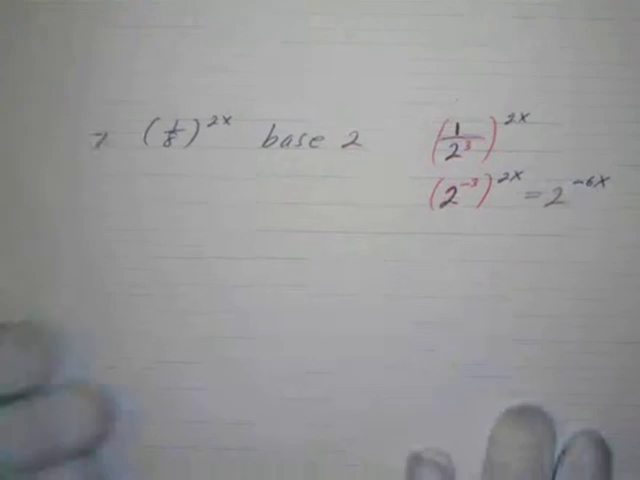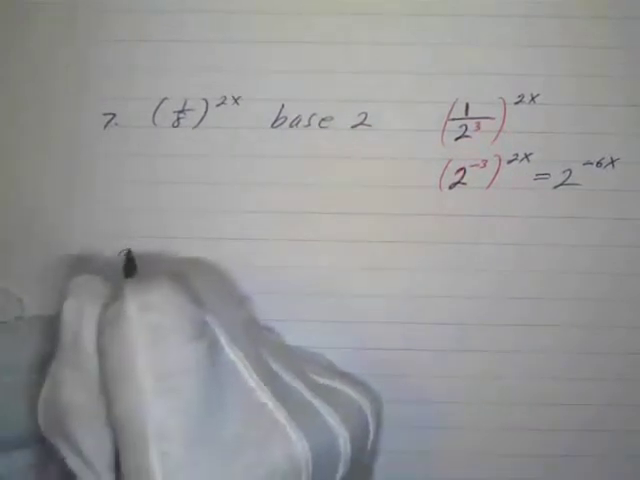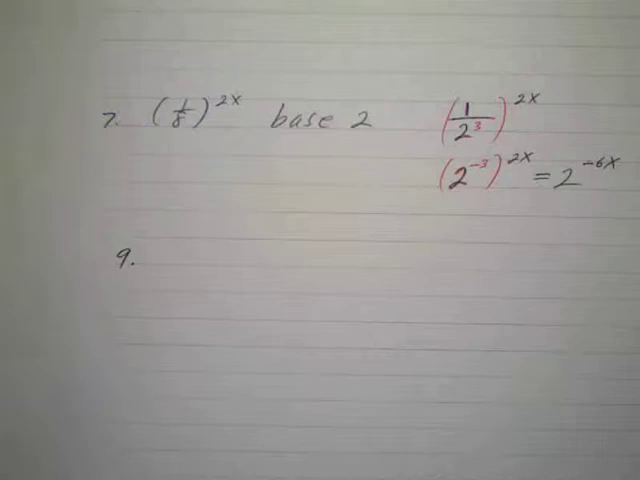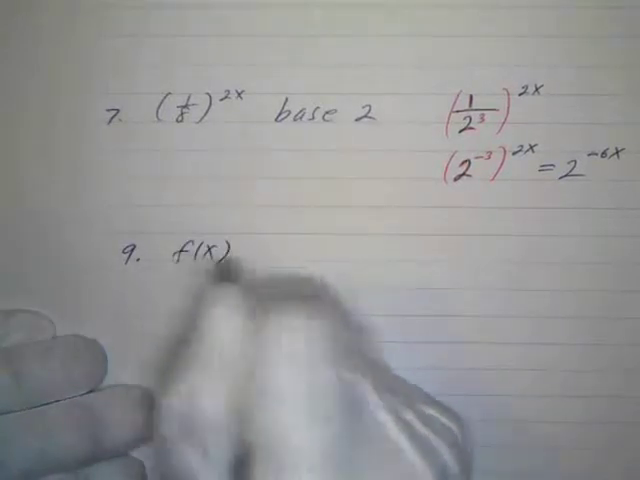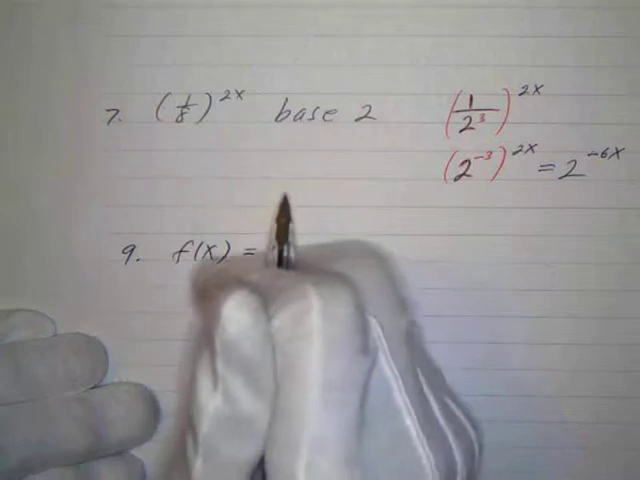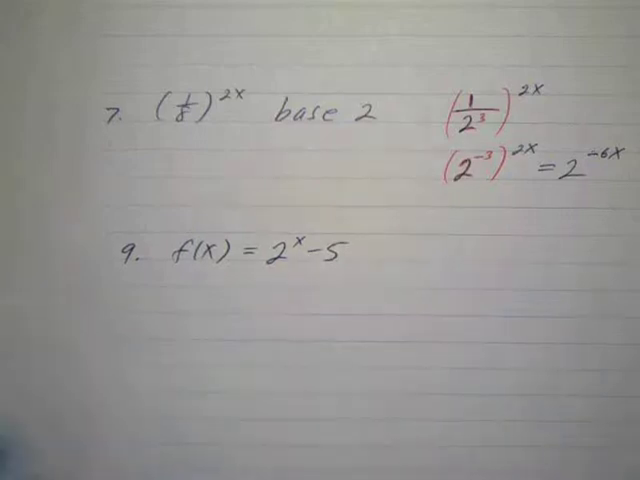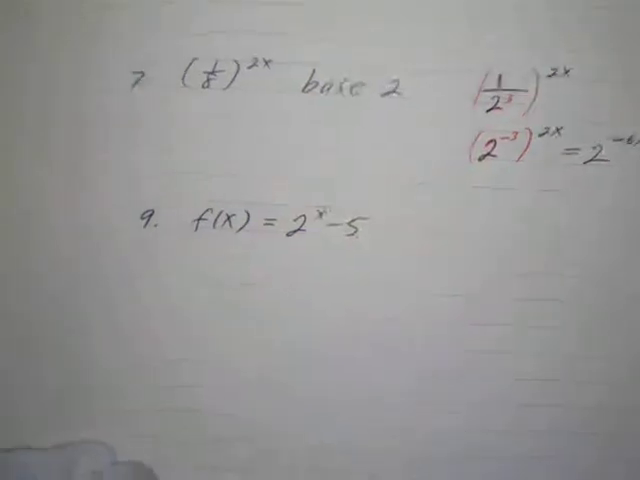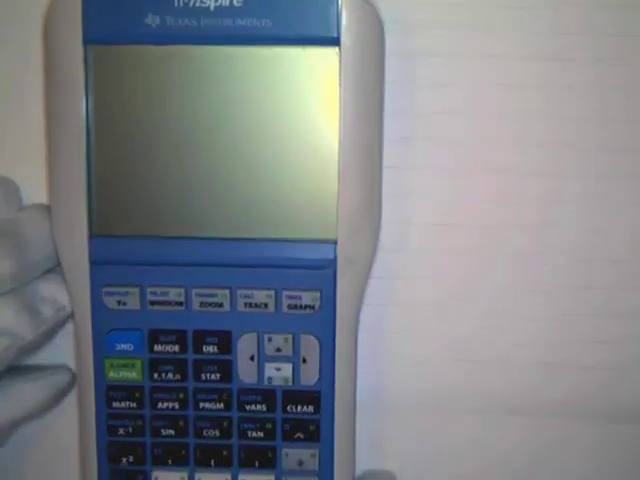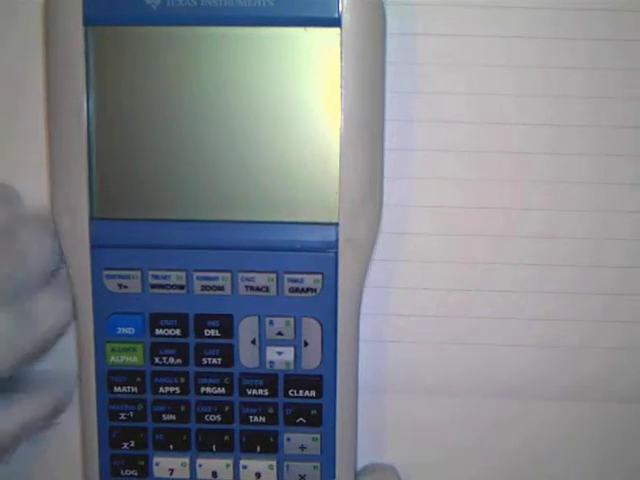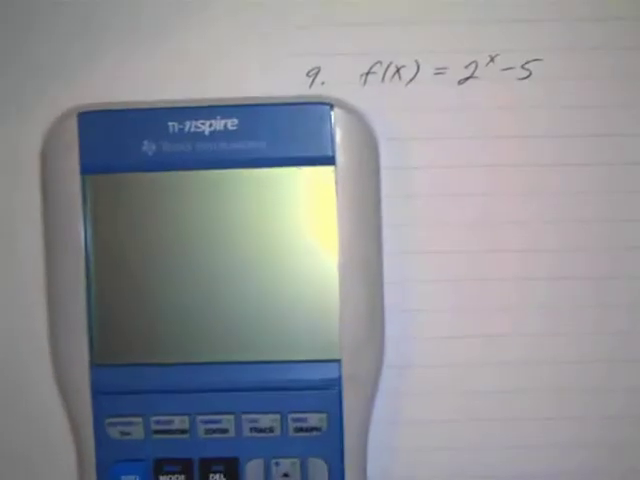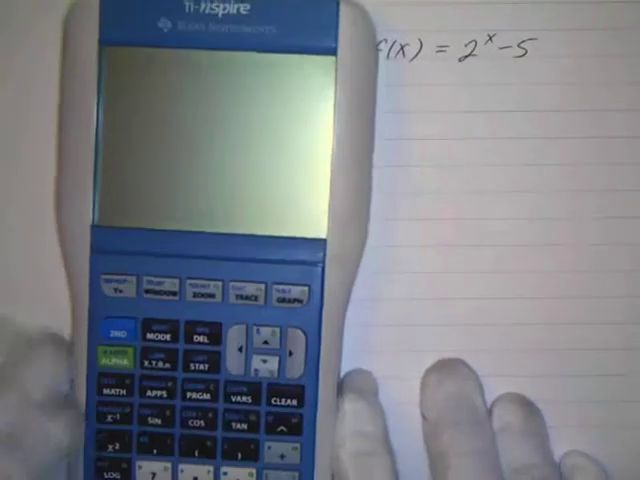Okay, number 9. They want you to use a graph to find the zero of the function, so f of x equals 2 to the x minus 5. We talked about this in class, so let's take a look at this one. We're just going to graph this, and we want to find the zero. We have to use second calculate on our graph. So let's first of all put this in. I should raise this up a little bit too so you can get a little more of the calculator here.